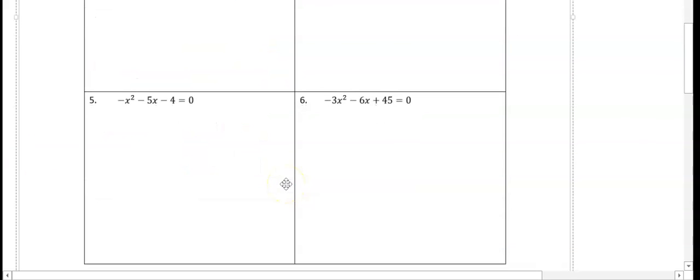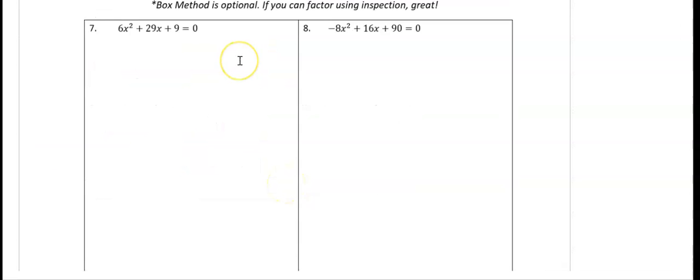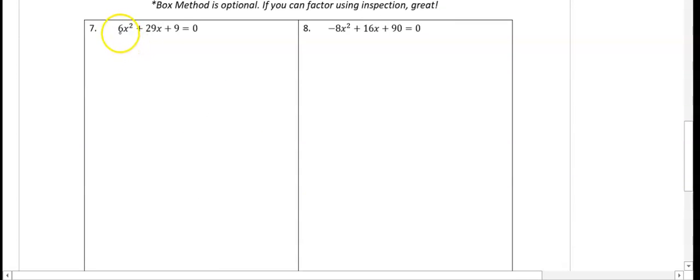Let's try a different one. How about let's look at this number 7 that we have right here. So let's go ahead and look for a GCF. I can evenly divide 6 by 1, 2, 3, and 6. But 29, that's a prime number. I can't divide anything out of 29. So I'm just going to keep it as it is. So this one doesn't have a GCF.